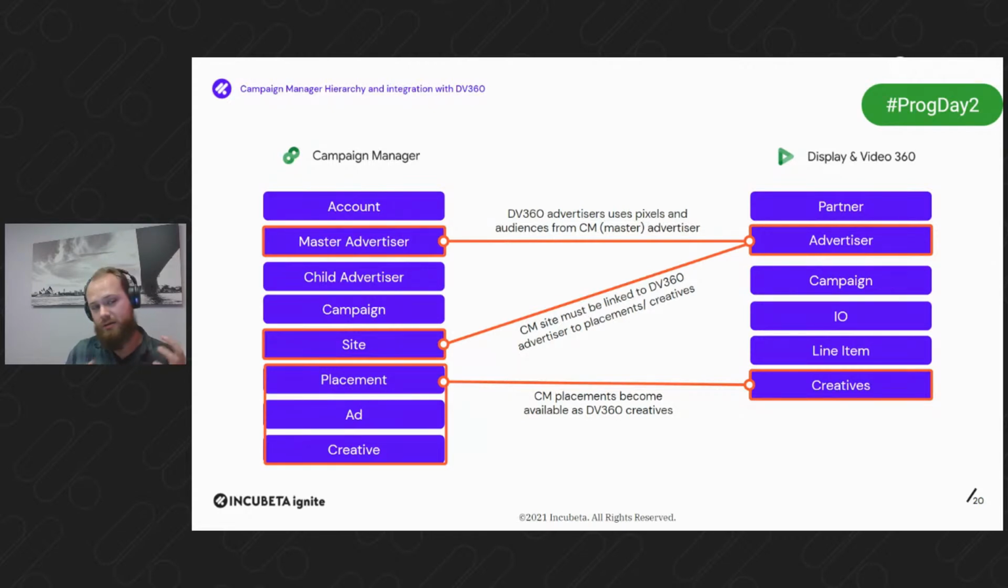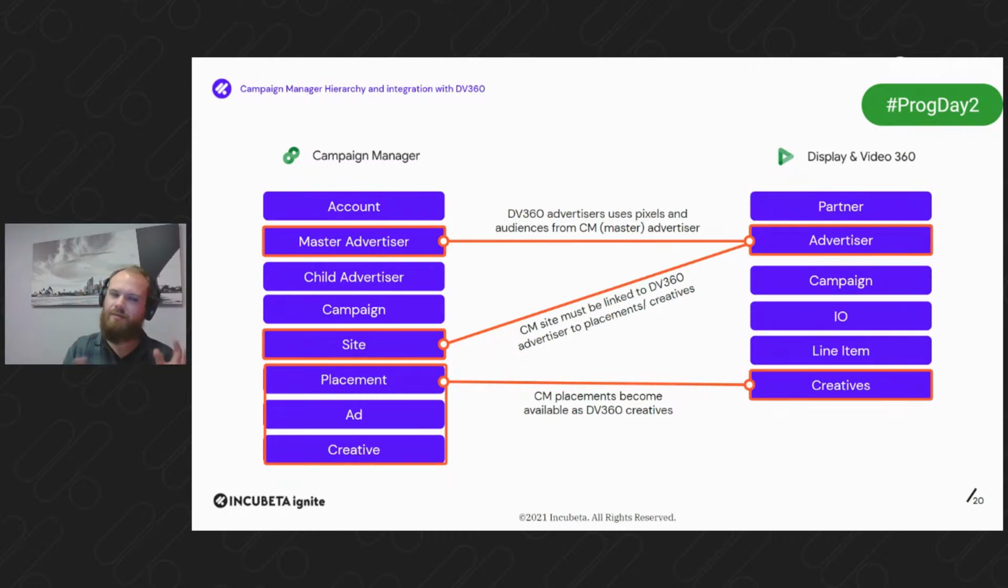In Campaign Manager, we've got our child advertiser and our campaign, and those two are not directly linked to DV360 as modules. However, the site, as I mentioned, is exactly where we need to link to our DV360 advertiser. So your site ID there is really vital, because that is what you're going to be adding into your settings to ensure that your campaign and trafficking setup from Campaign Manager actually pulls through to your DV360 advertiser.